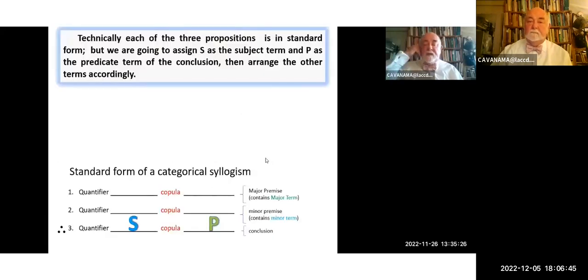Technically, each proposition is in standard form, but we're going to assign S as the subject term and P as the predicate term for the conclusion, and then arrange the other terms accordingly. So they're not going to look squeaky clean, but for intents and purposes, it's the same thing.